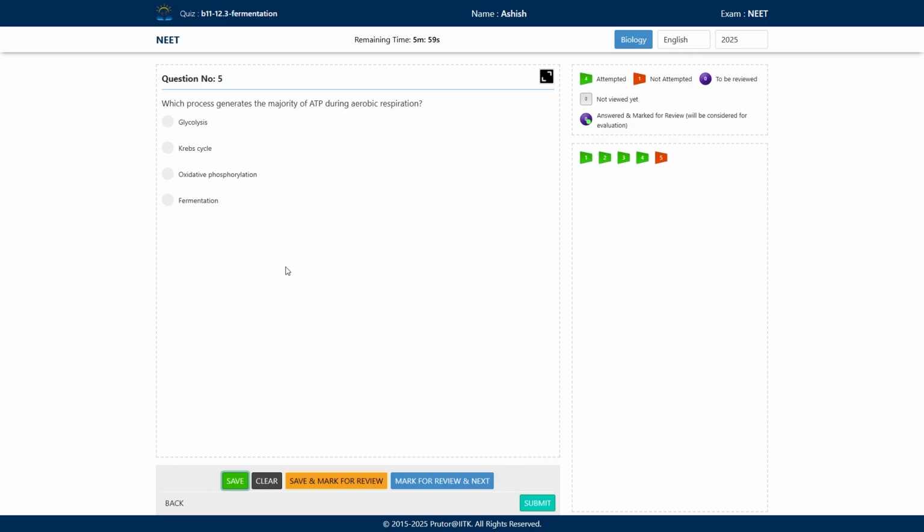Which process generates the majority of ATP during aerobic respiration? The options are glycolysis, Krebs cycle, oxidative phosphorylation or fermentation. So let's look at the answer. So the answer is oxidative phosphorylation. This is the process during which the proton gradient is broken down, which drives ATP synthesis through the ATP synthase complex, where ADP plus inorganic phosphate produces ATP.